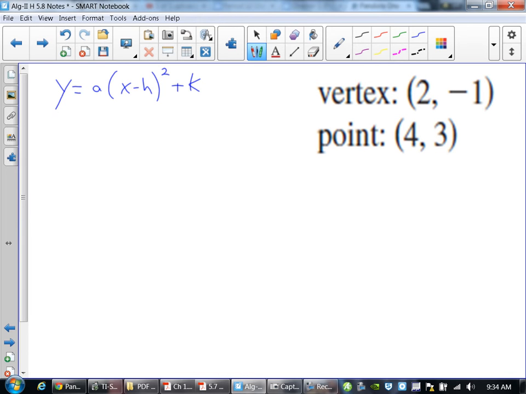So on a test, you get the vertex and a point. Write the equation. So here again, we know we have to solve for a, so could you just go ahead and do this? You have to remember this equation.